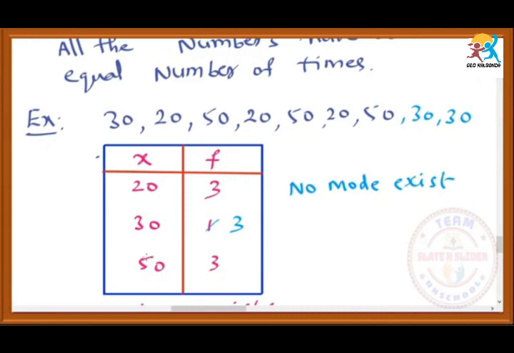There should be at least one number that has a lower frequency. Then only we can say that one number is having more frequency. So like this we have to find.